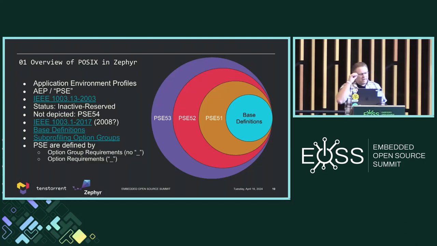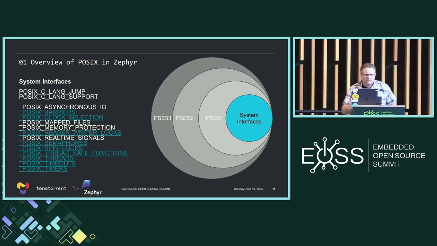And with all the identifiers that I'm going to be listing in the coming slides, the way that you differentiate between an option group and an option is that the option has an underscore prefix. This should be correct. I don't know if you can see, no, you can't see my pointer. Where it says base definitions, it's actually system interface, sorry. So the very basic fundamental requirements are these. Asynchronous I/O, which we actually do not support. I don't know if there are a lot of people out there that do support it. Barriers, clock selection, et cetera, et cetera.